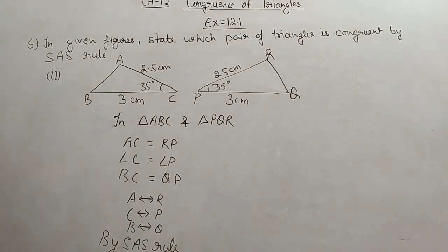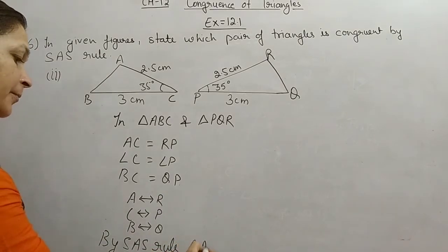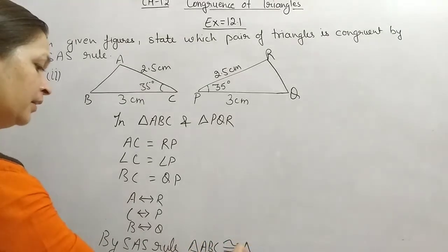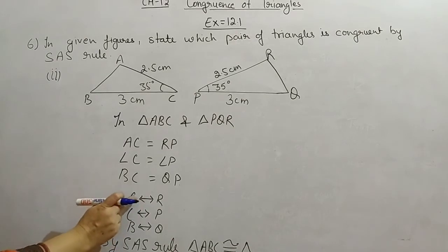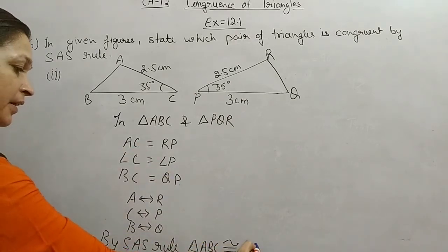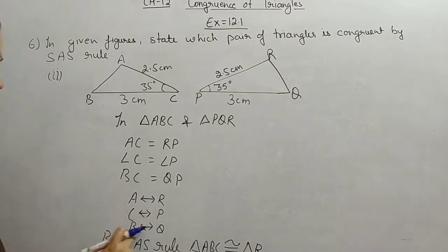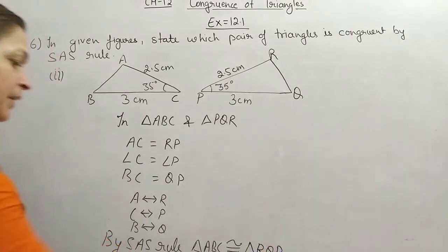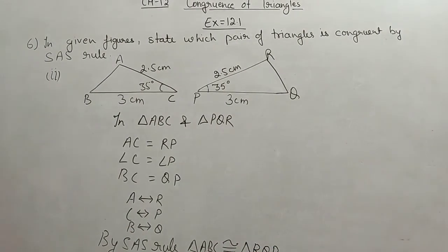By SAS rule, triangle ABC is congruent to triangle. Now see, you have to write in same order. A corresponding point is R. So first we have written here A, this side we will write R. B is corresponding to Q, it means Q and then P. Triangle ABC is congruent to triangle RQP.